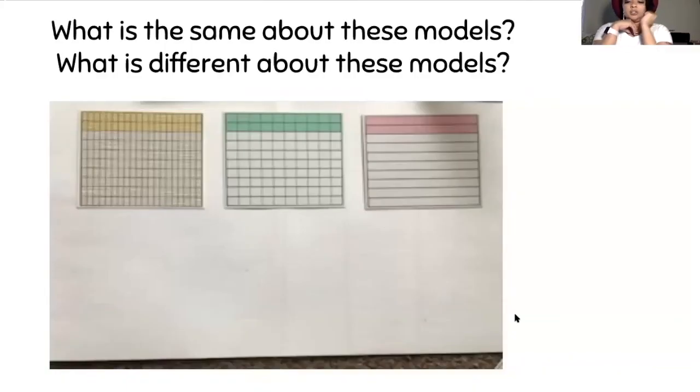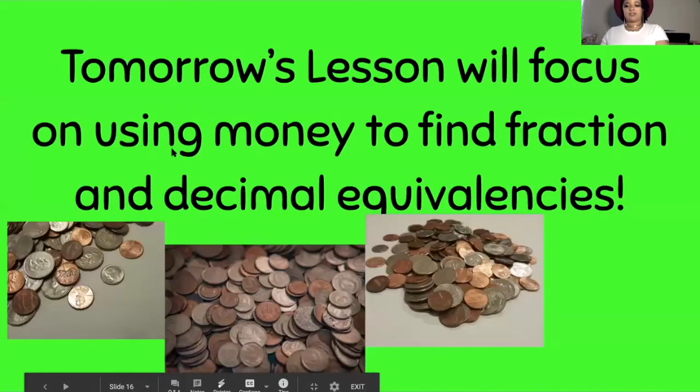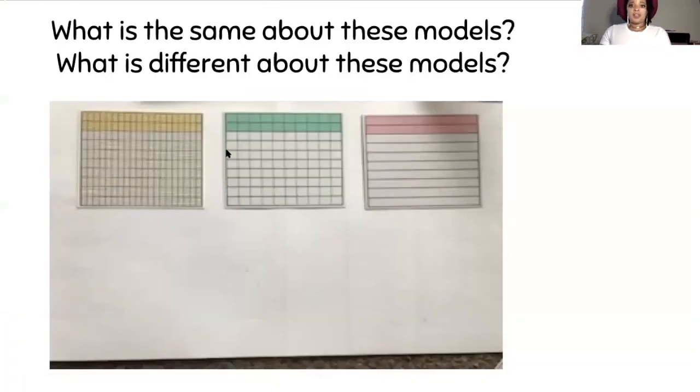Let's look at these 3 models. What do you notice is the same about them? And what is different? Right? This one over here is tenths, this is hundredths, and this is thousandths. But we can see that they are equivalent because you see that they all have the same amount of the 100 that is shaded in.